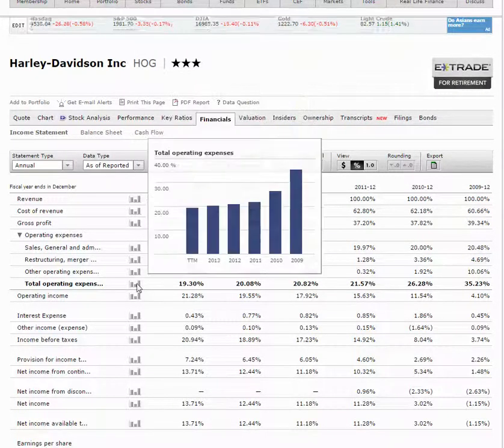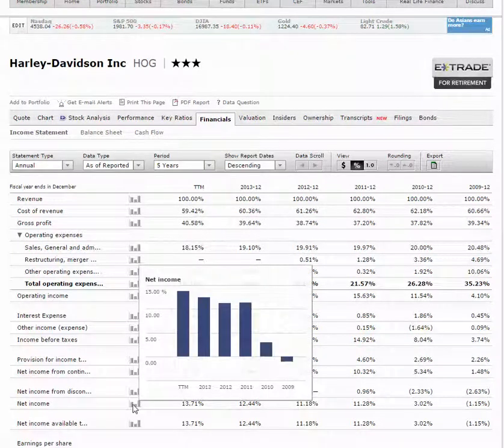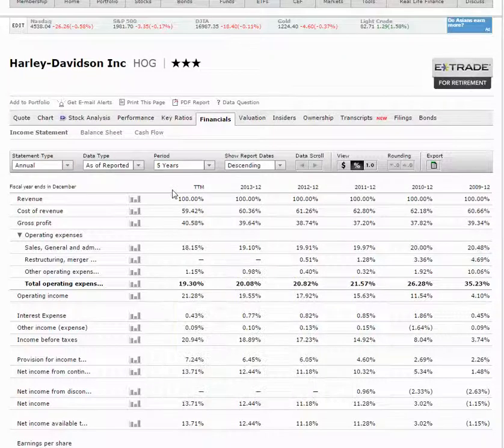And you can do the same thing with your operating expenses. They're going down. That's good. That means they're controlling their expenses well. And their net income is going up. That's a good trend as well. We like to see that movement upwards. So really good information there.